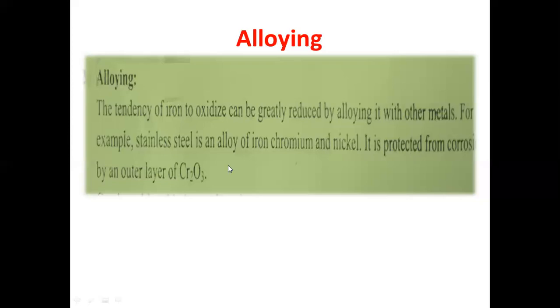It is protected from corrosion by an outer layer of chromium oxide, same like aluminum, same like iron. As I told you in my previous lecture, they form a protective layer, but in case of iron oxide, the layer is porous, while in case of aluminum oxide, the layer is tough and hard. Same like aluminum, this chromium oxide layer is also tough and hard, and it will protect the steel from corrosion.